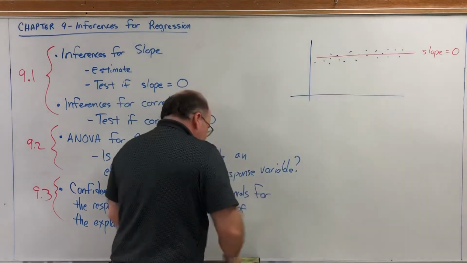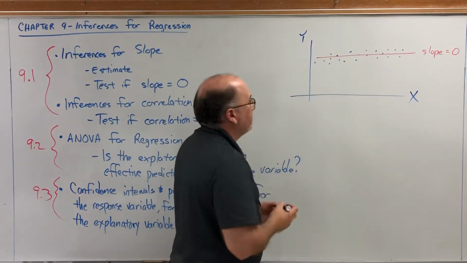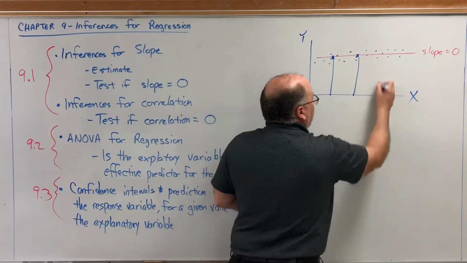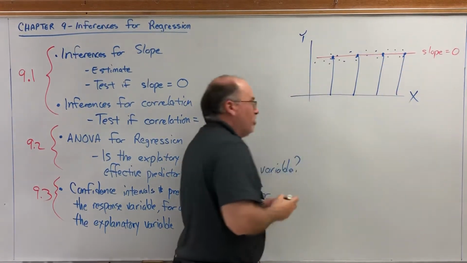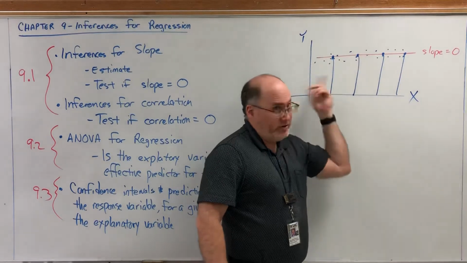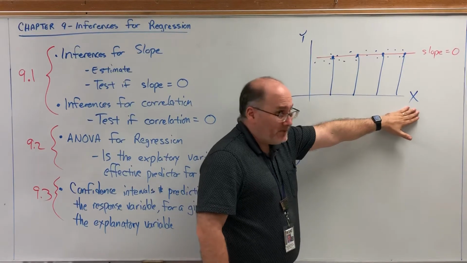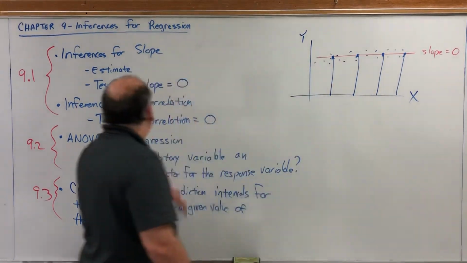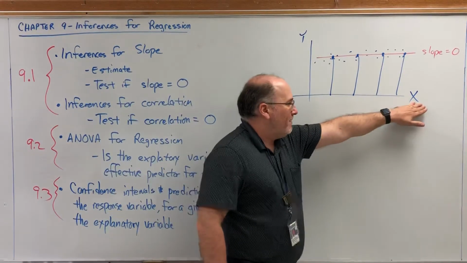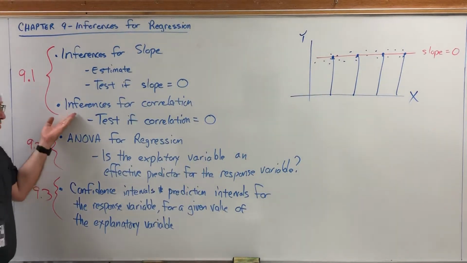Well, what does that say about the predicted y values, the predicted response values based on the explanatory values? It says no matter what x we pick, we predict the exact same y value. In other words, if the slope were 0, then this x would have absolutely nothing to do with the predicted y value because it would always be the same, which means that this variable would not be a good or effective predictor for this variable. So that's why we're going to test if the slope is 0, essentially to answer the question, is this an effective predictor of that?